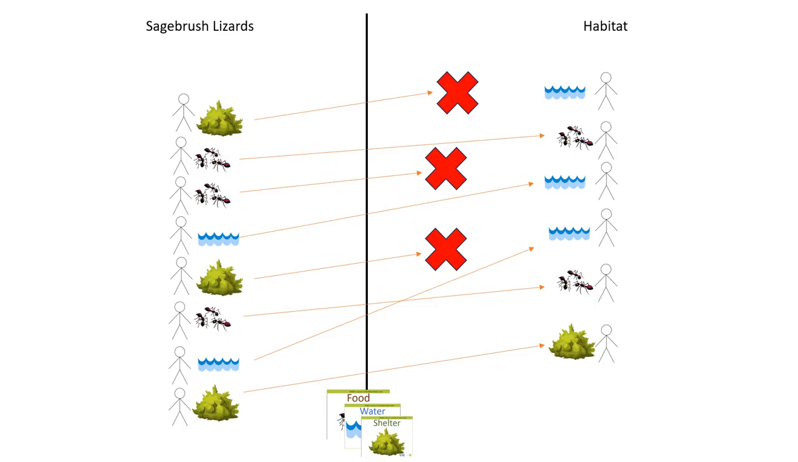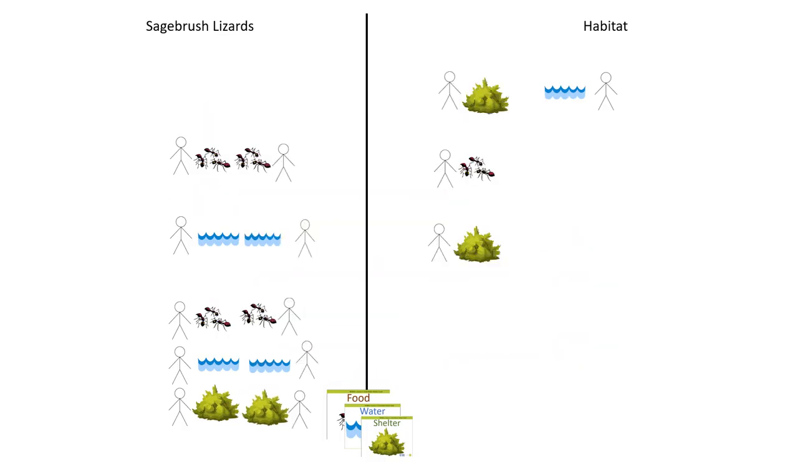In this round, 3 lizards were not able to get the habitat that they need. This means that that lizard dies, and that lizard will now become habitat. So the students who are not able to get the habitat that they need are going to now become habitat cards. The lizards that were able to get the habitat that they need reproduce, so they take their habitat card and that student back to the lizard side, and they become lizards.